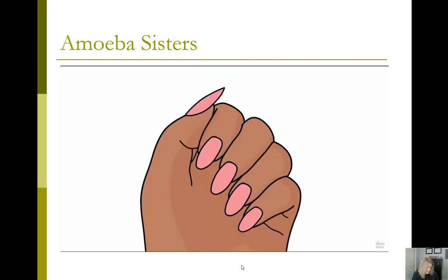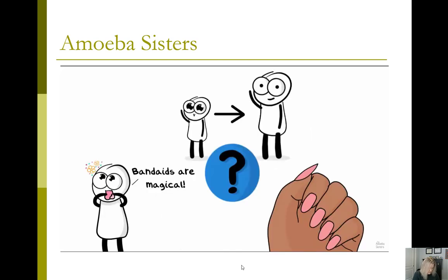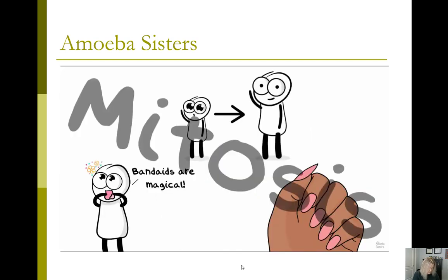Or let's say you're looking at your nails and you notice they're a lot longer since the last time you cut them. Or let's say you're looking in the mirror and you notice that you are a lot bigger than you were when you were 5 years old. What do all of these things have in common? Well, one major thing they have in common is mitosis.